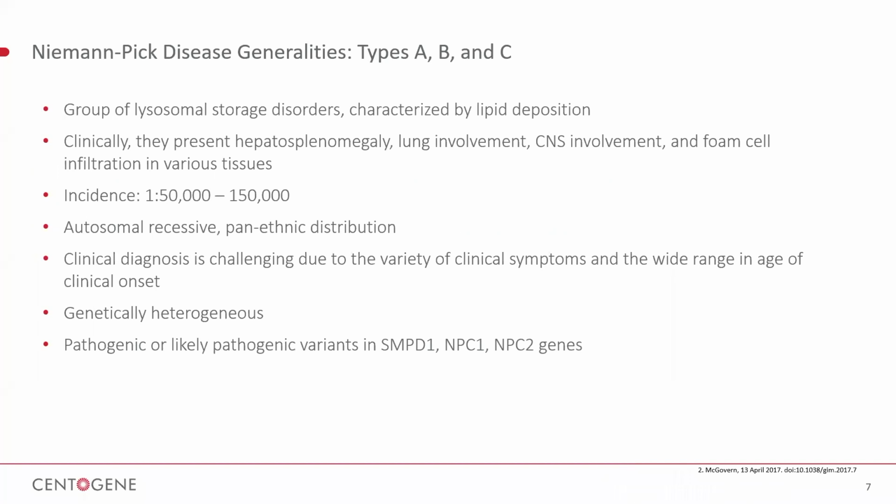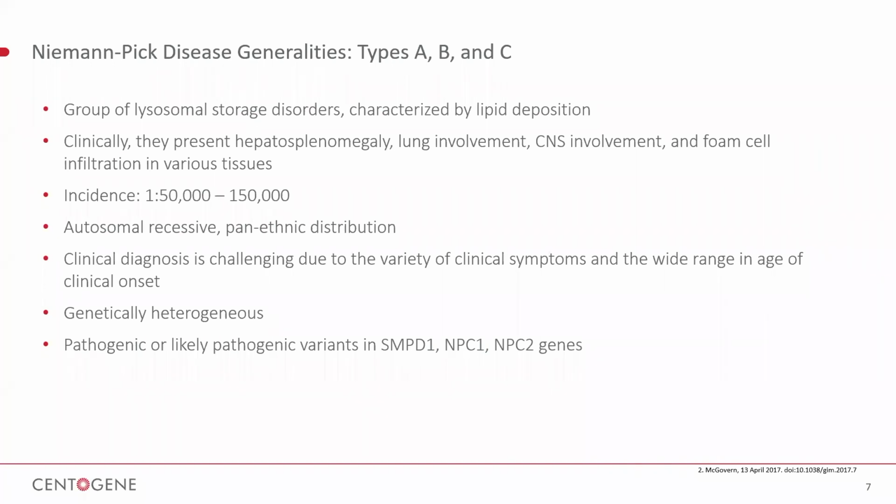So just a little bit of background about Niemann-Pick disease. There are 3 types of Niemann-Pick, A, B, and C, and they fall into a group of lysosomal disorders characterized by lipid accumulation. And clinically, they usually present with large spleen and liver. There's a component for lung disease, CNS involvement, and foam cell infiltration into various tissues. And they occur in usually 1 in 50,000 to 150,000 births.